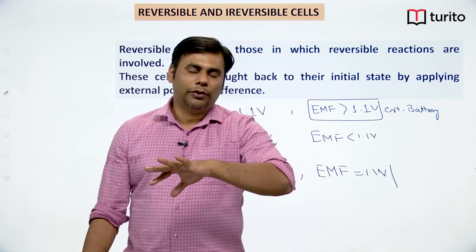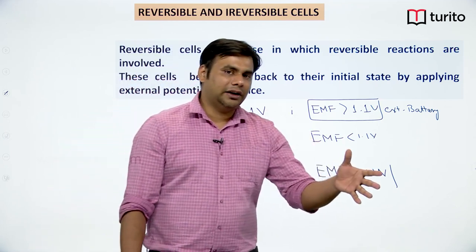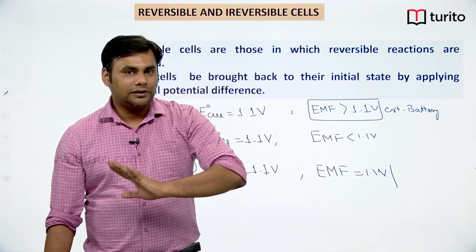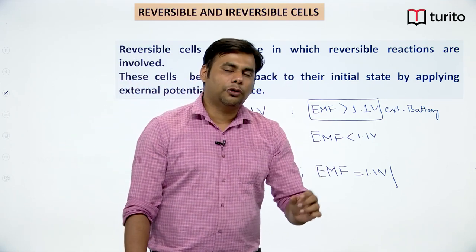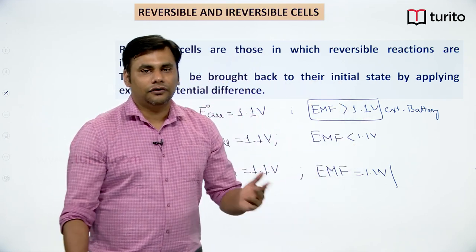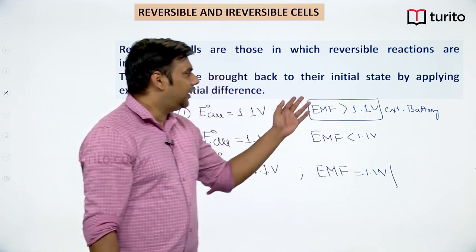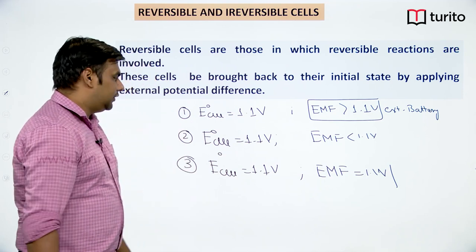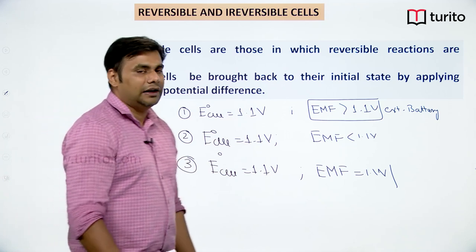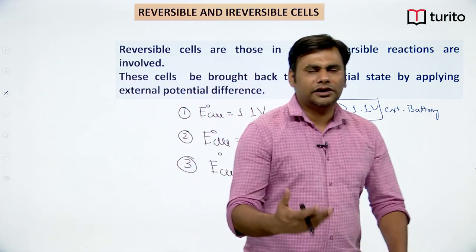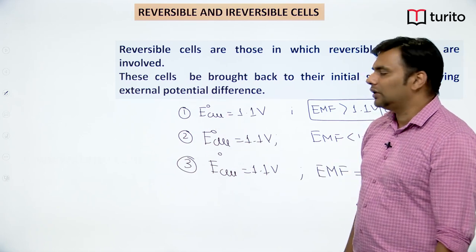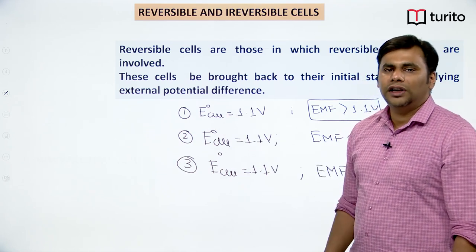Now, when you apply an external EMF greater than the EMF of the cell, what would happen? Zinc 2 plus would start getting reduced and would get deposited at the zinc. So we'll get back the zinc which initially reacted. So we have reversed the reaction by applying an external potential difference. This is the basic logic of a reversible and irreversible cell. An irreversible cell would not follow the same condition. When you apply the external potential difference, the initial state would not be reached.